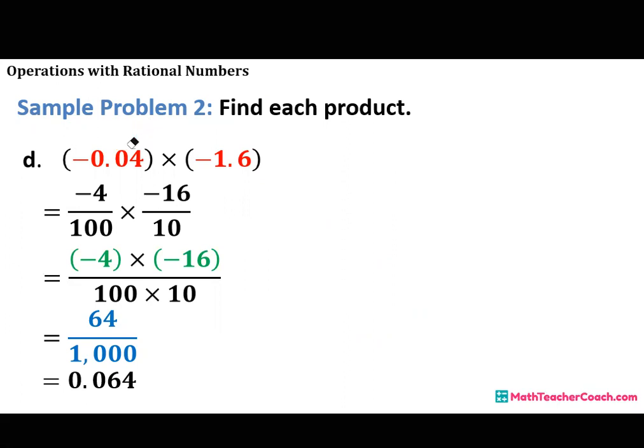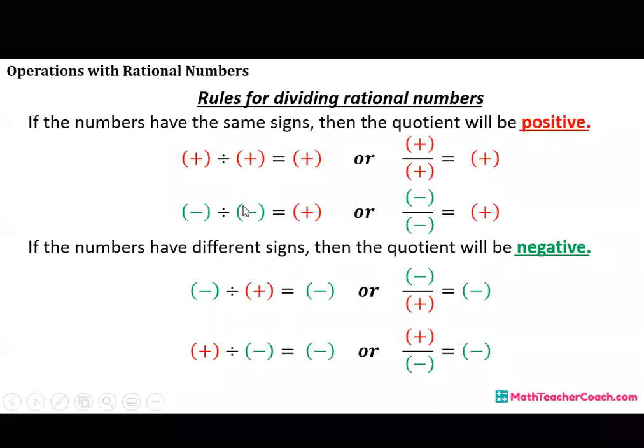So this is how we can multiply two decimals together. If we want to talk about rules with division, it's very similar to multiplication, which means when you are going to multiply two numbers with the same sign, the answer should be positive. Two different signs, the answer will be negative.